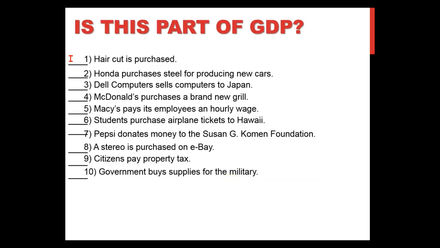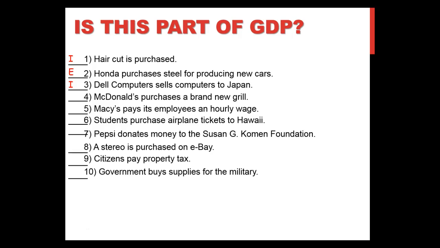A haircut would be included in GDP because it's a consumer's purchase of a service, in this case a haircut. Honda purchasing steel for producing new cars would not be included, because that's an example of what we call an intermediate good. That steel would go into the making of the car, and it's the value of the car that we care about. Dell Computers selling computers to Japan would be included. That would be an export.